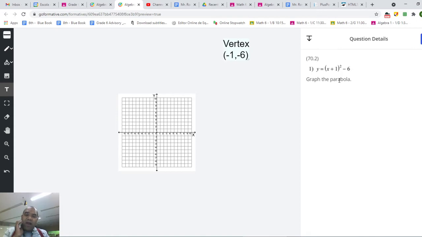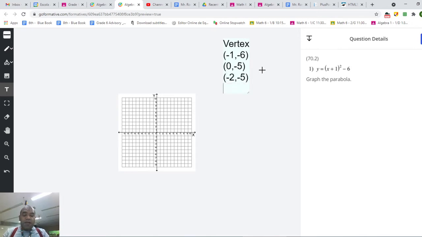Right now we're graphing. Let's pick the first neighbor. Okay, I'll pick 0. When x is 0, substituting here: 0 plus 1 is 1. 1 squared is 1. 1 minus 6 is negative 5. Yes. And the symmetric point in this case is negative 2. At negative 2, the result is negative 5.